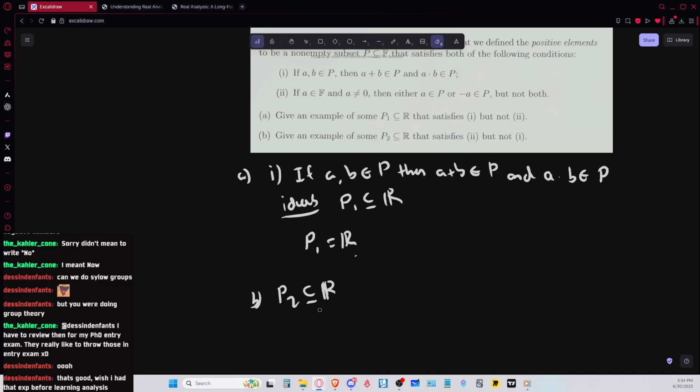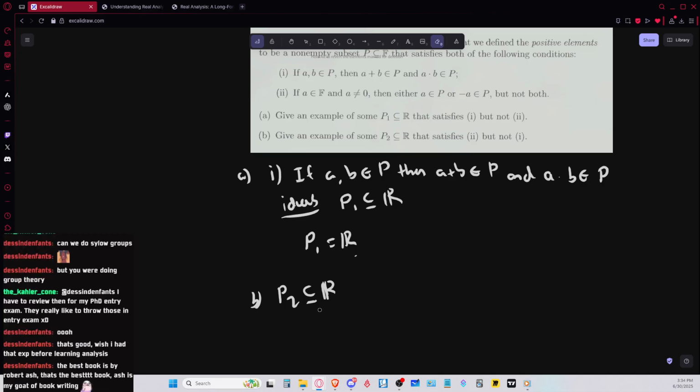That's good. I wish I had that before learning analysis. Yeah, because for me, I want to learn why it is that when you multiply two negative numbers together, you get a positive number, or why subtraction exists even though it's not fully closed. Stuff like that is what I think most students want to learn.